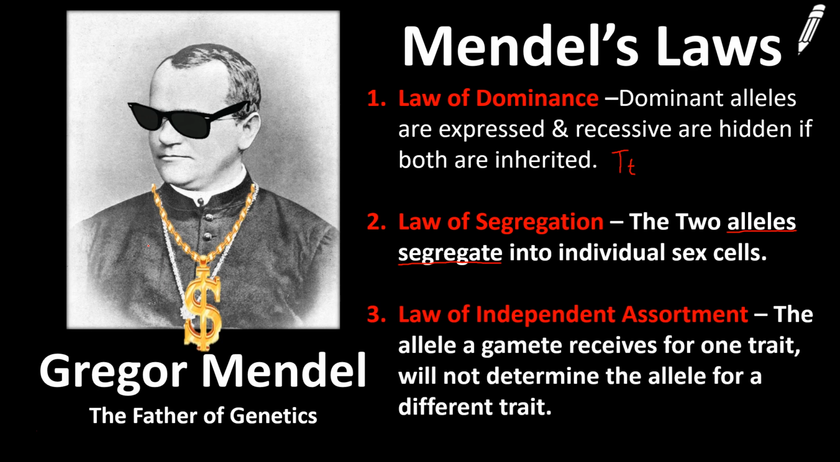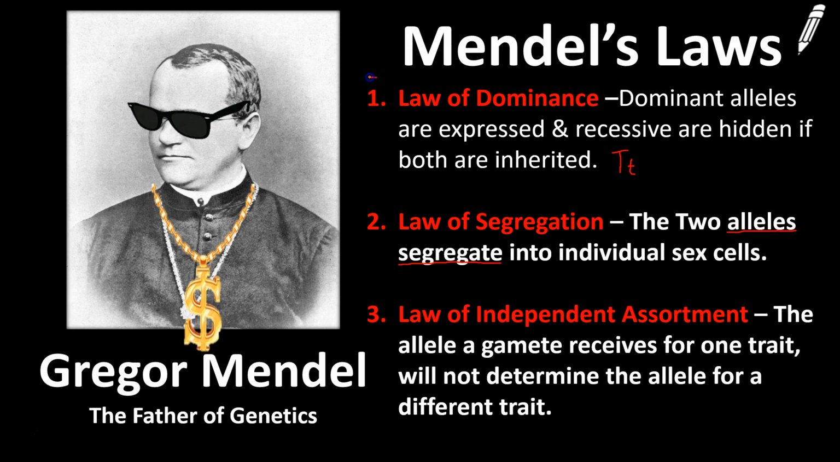The last one, we're actually not going to cover this today. We're going to focus more on this at another day. But the law of independent assortment: the allele a gamete receives for one trait will not determine the allele for a different trait. So essentially, 2 different characteristics don't influence each other, okay?